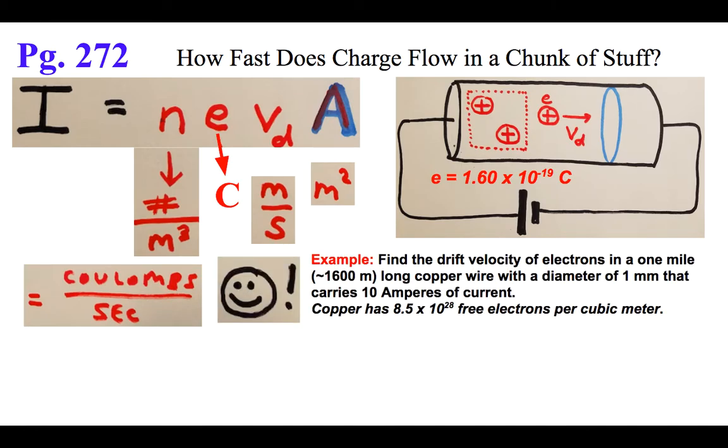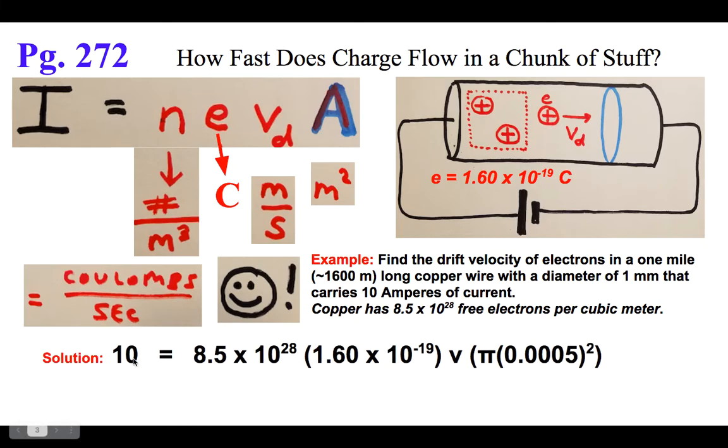By way of example, let's figure out that 1 mile long chunk of copper. If we crank it up, so we're running 10 amps of current through it, let's say, which is a lot of current, let's see how fast the electrons are going in that wire. We're given that copper has this many electrons per cubic meter. Roughly speaking, that's 1 free electron per atom, and if you figure out how many atoms are in a cubic meter, you'll get something like that. So we're just going to use this relationship.